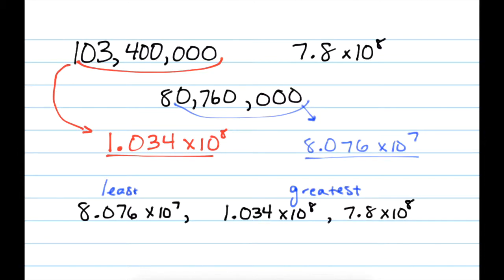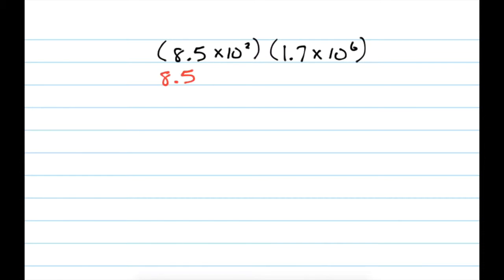Now, let's look at some multiplication, division, and even raising scientific notation numbers to exponents. Let's start with multiplication. So if we have this product right here, the first thing we want to remember is that we're actually multiplying four numbers here. 8.5, 10 squared, 1.7, and 10 to the 6th.